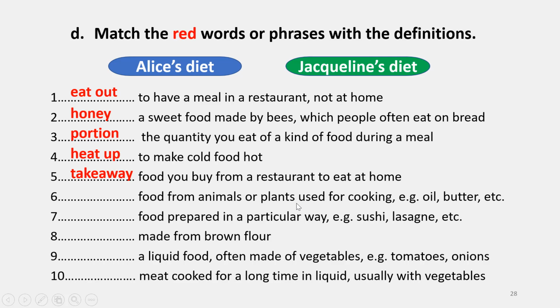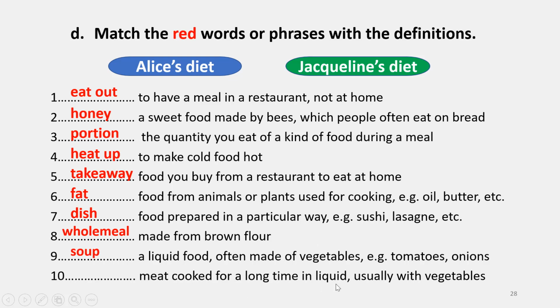Food from animals or plants used for cooking, for example oils, butter, etc. Do you know? It is fat, right? Yeah. And food prepared in a particular way, for example sushi, lasagna, etc. Yeah, it is this, right? Okay. And made from brown flour, it is wholemeal, right? Okay. Liquid food often made of vegetables, for example tomatoes or onions. It is soup, right? Okay.